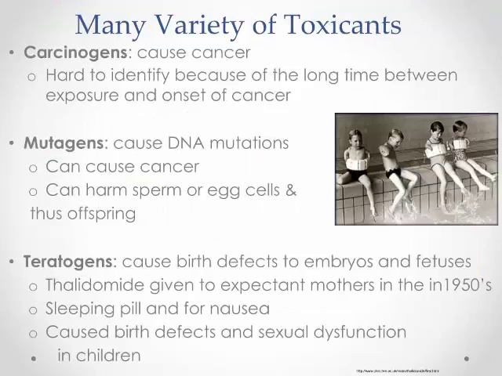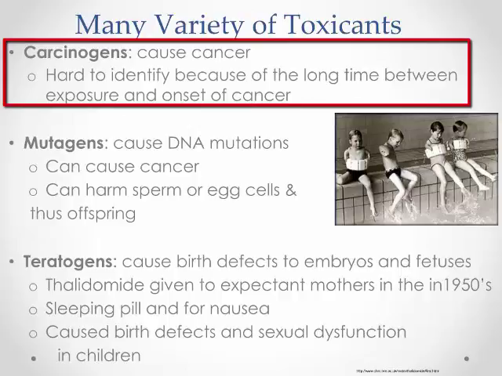There are several different types of toxicants. We will consider 7 in the next 3 slides. The first are carcinogens, which are compounds that cause cancer. These can be hard to identify because of the long lag time between exposure and onset of cancer.